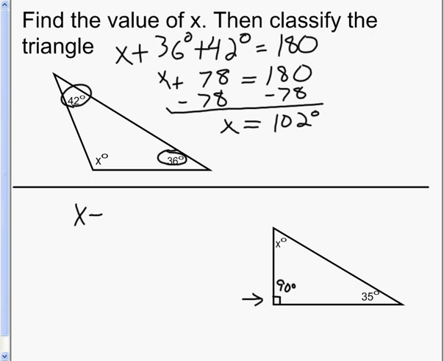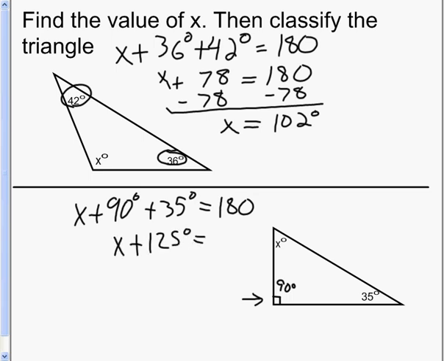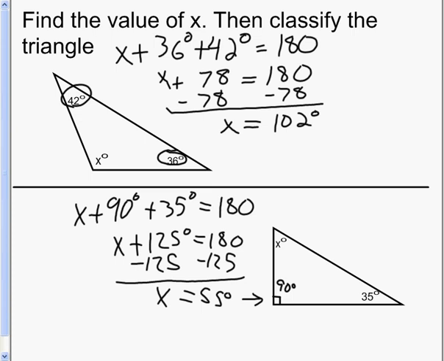So x plus 90 degrees plus 35 degrees is going to give us 180. 90 plus 35 is going to give us 125 degrees, again equal to 180, and now we subtract 125 from each side. Got to keep the equation equal, bring our equal sign down. 180 minus 125 will give us 55 degrees. Now we're going to go back and finish the problem, as the problem does say then classify the triangle.